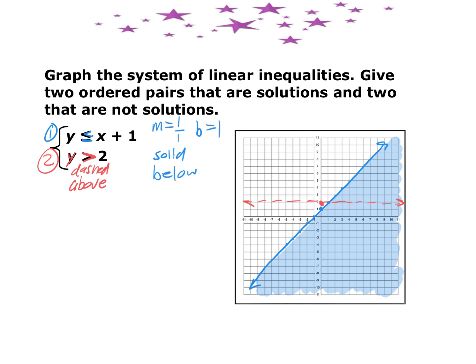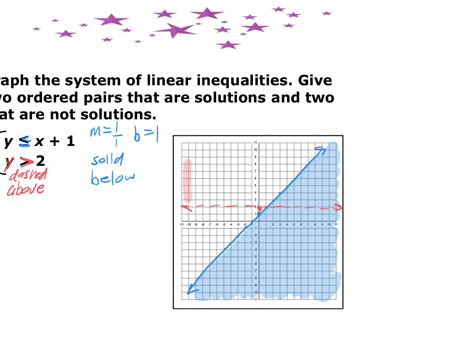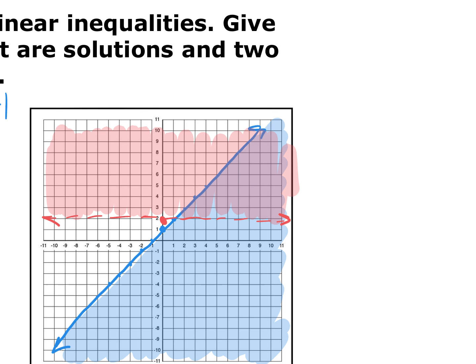All right, so then I'm going to get the highlighter again, and I'm going to shade everywhere that's above this line. And then you can see the overlapping region is right here, that I'm shading right now in purple. All right, so this is our overlapping region. So this is where we have our solutions.